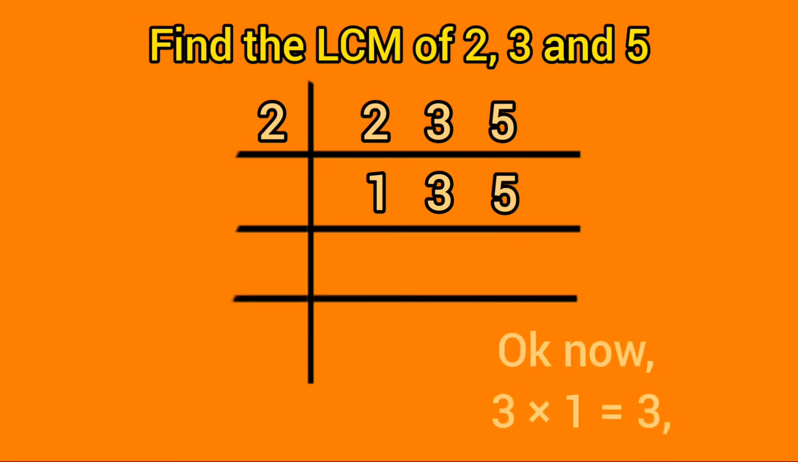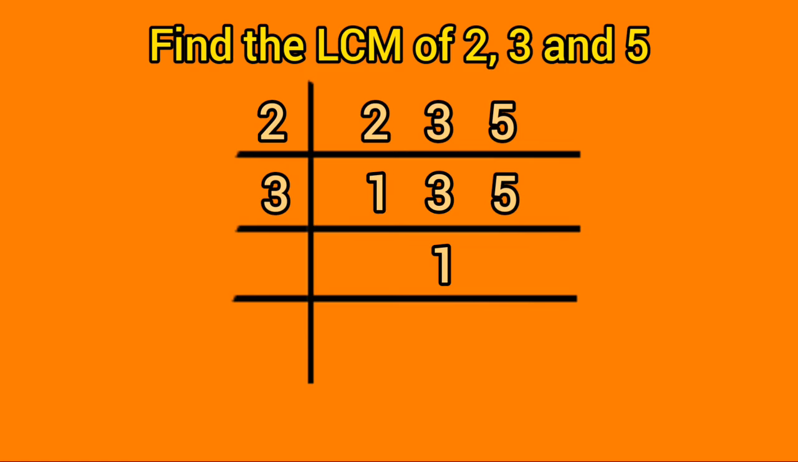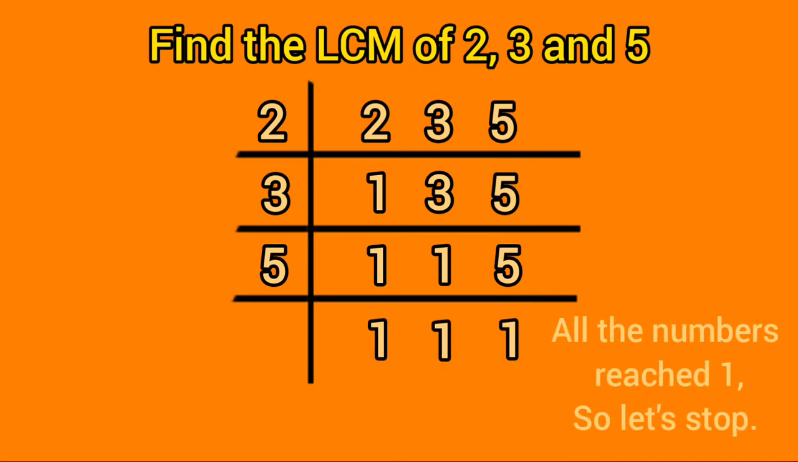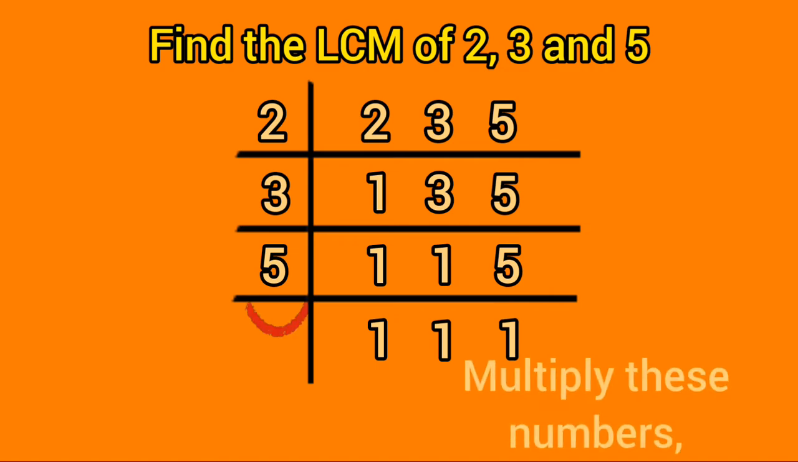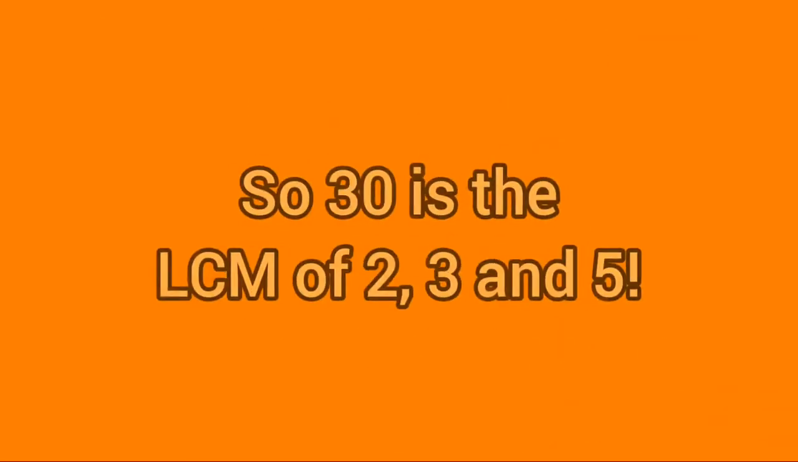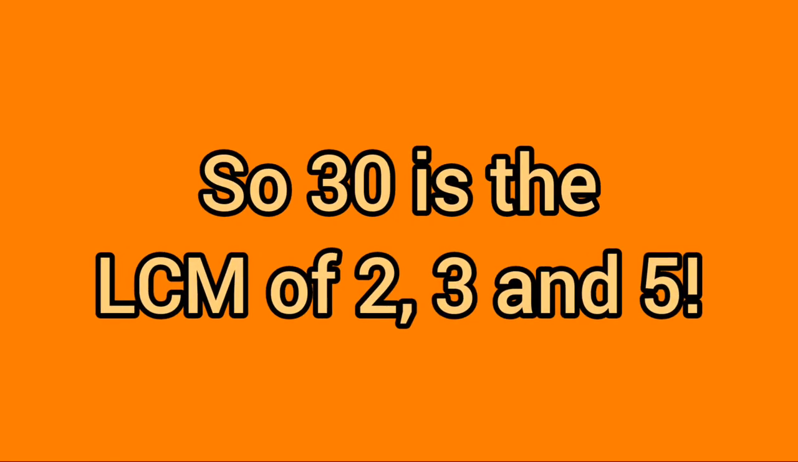Okay, now 3 into 1 is equal to 3. So write 3 here and 1 below 3. Write 5 as it is. Now 5 into 1 is equal to 5. So write 5 here and 1 below. Now all the numbers reached 1. So let's stop. Now multiply all these numbers. 2 into 3 into 5 is equal to 30. So 30 is the LCM of 2, 3 and 5.